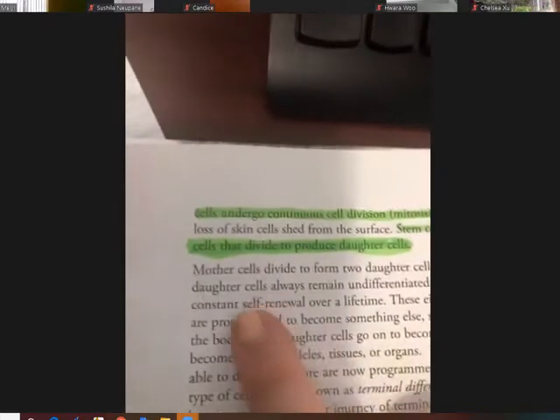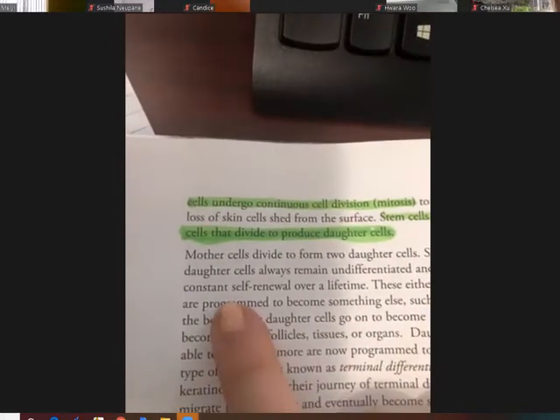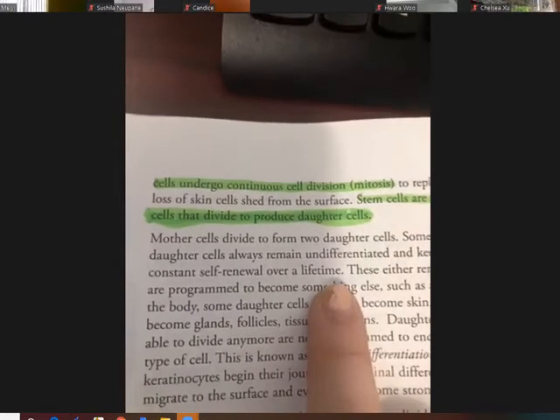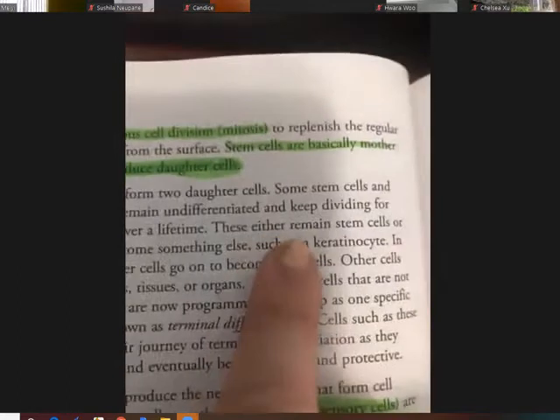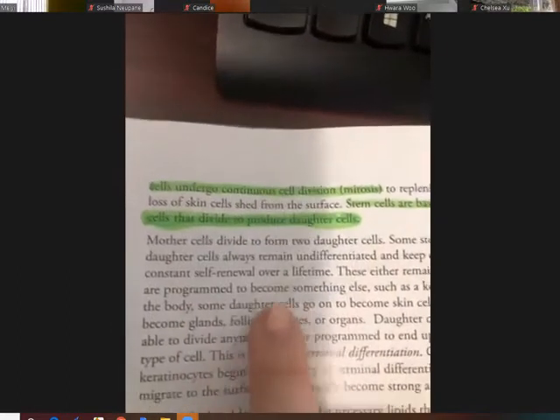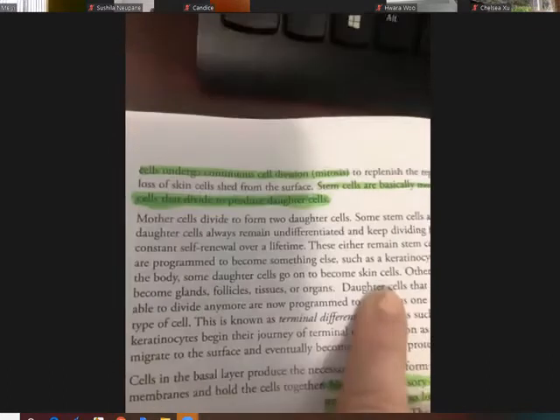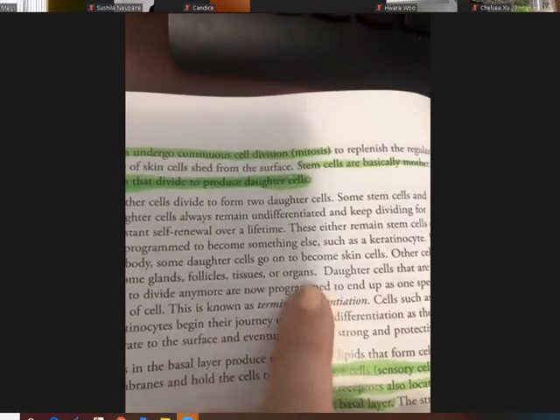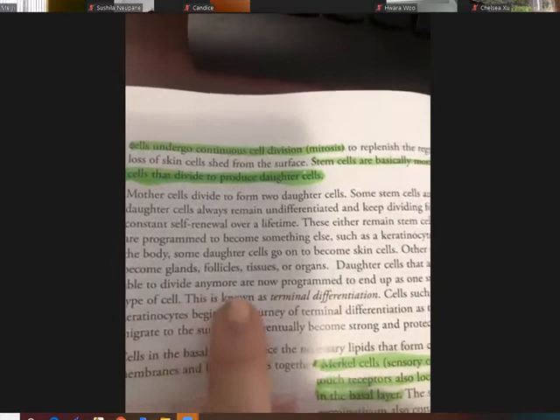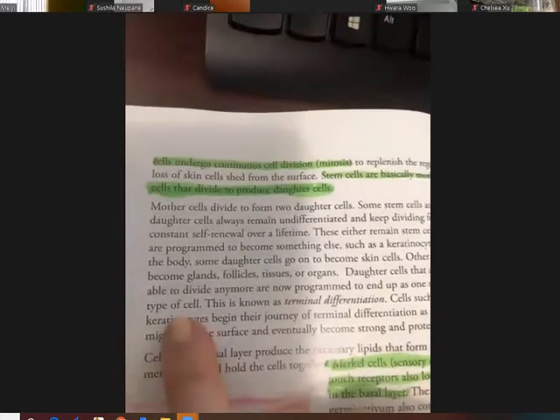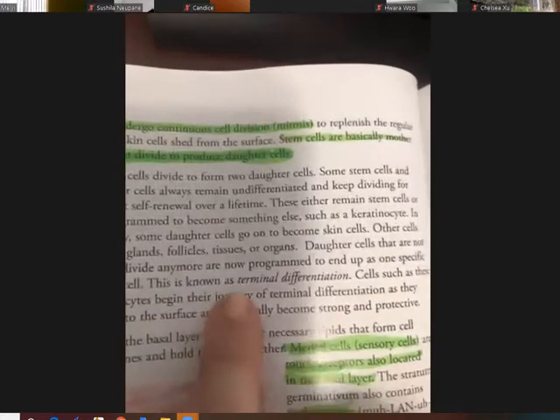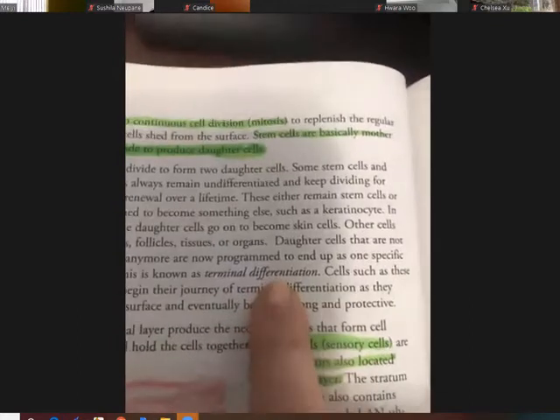Some stem cells and daughter cells always remain undifferentiated and keep dividing, self-renewing over a lifetime. They either remain stem cells or are programmed to become something else, such as keratinocytes in the body. Some daughter cells go on to become skin cells, while other cells become glands, follicles, tissues or organs. Daughter cells that are not able to divide anymore are programmed to become one specific type of cell. This is known as terminal differentiation.